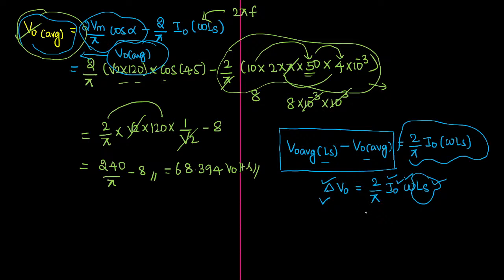Geeta Vm, sir, is not del V naught equal to omega L I naught by pi? Sorry, ma'am, what are you asking? I'm not getting you. Is there any mistake in the formula? The 2 is extra coming. You can cross check. I will also cross check. This is the basic derivation. It's okay, no issues. We can cross check.